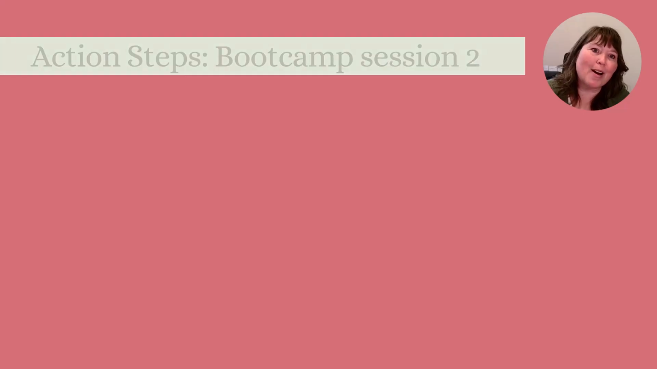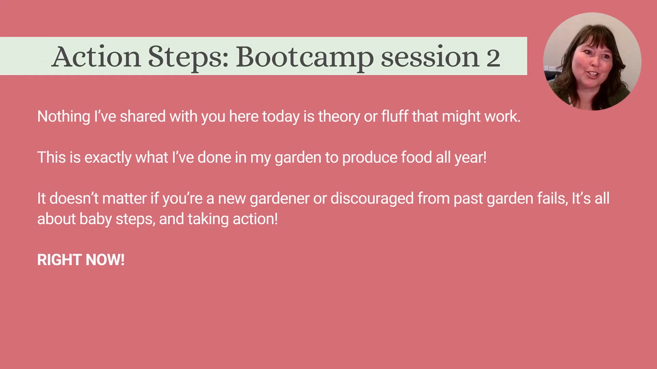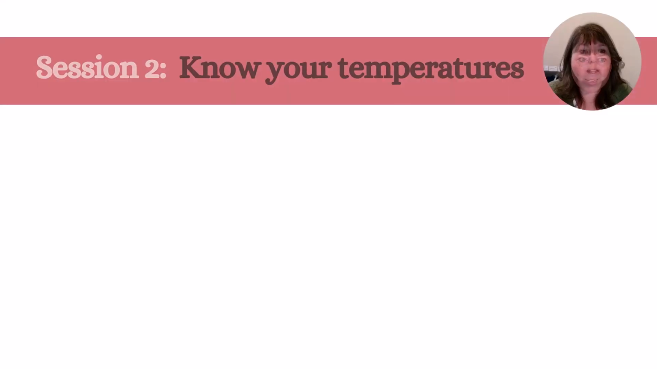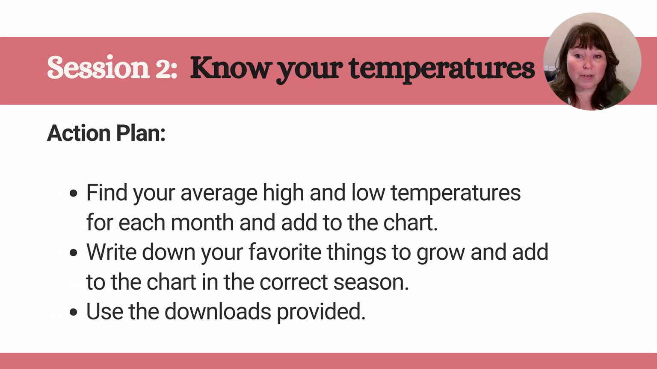So let's talk about our action steps for session 2. Nothing I've shared with you here today is theory or fluff. It's exactly what I've done in my own garden to produce lots of food, and it all takes baby steps. Let's take a look at your high and low average of temperatures and go ahead and add those to the chart. The second thing is you're going to write down your favorite things to eat and things you want to grow in the correct season using the guide I gave you.